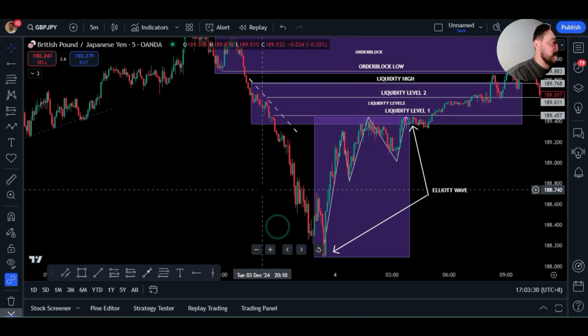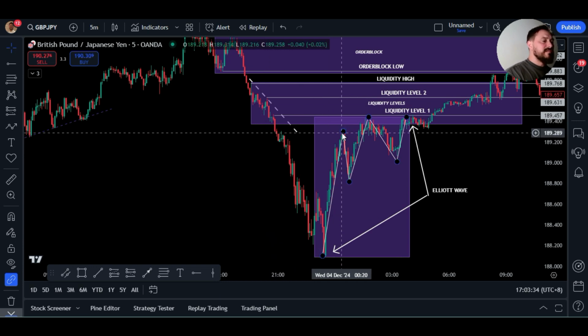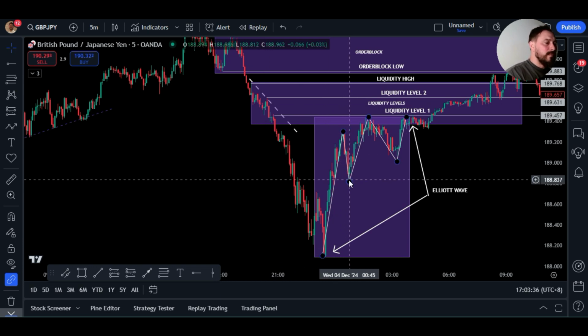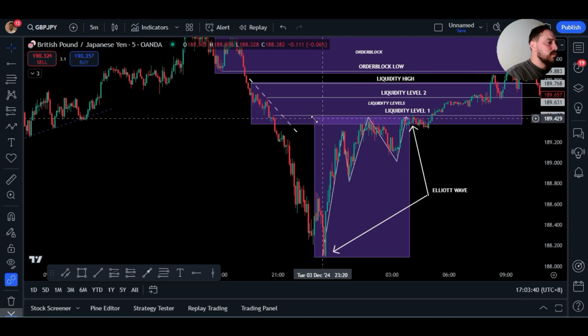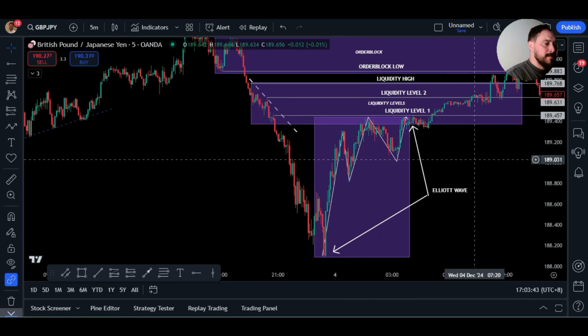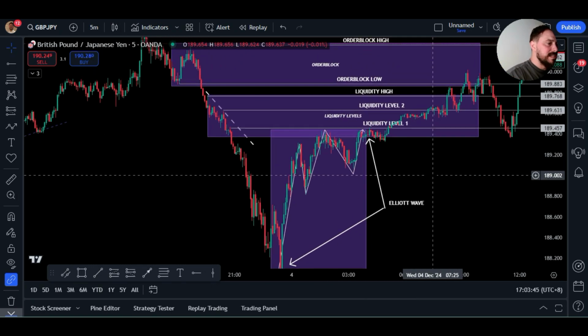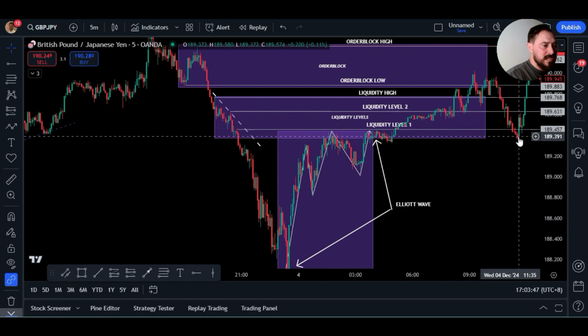So an Elliott wave is a 5-point move that triggers exhaustion. Okay, so we have an aggressive move, point 1, pullback, point 2, 3, 4, 5, and we sweep liquidity level 1. So now we want to start looking to take trades. And obviously you can see here we did get the rejection. We'll show you how to play this.